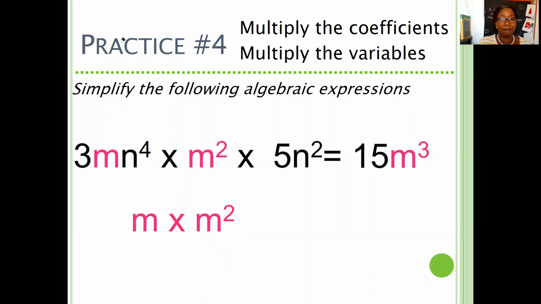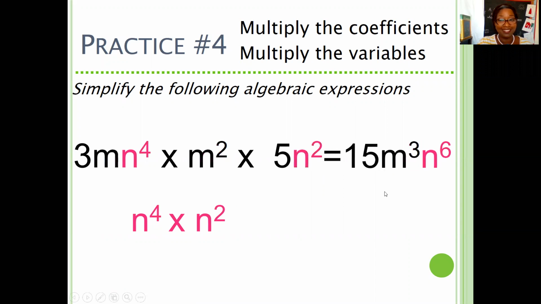Okay, I know you're ready for me, so let's go. Sorry, right here. So we have n to the 4th power times n squared, and multiplying our variables, we add our exponents. So 4 plus 2, n to the 6th power. Our final answer, 15m cubed, n to the 6th power.